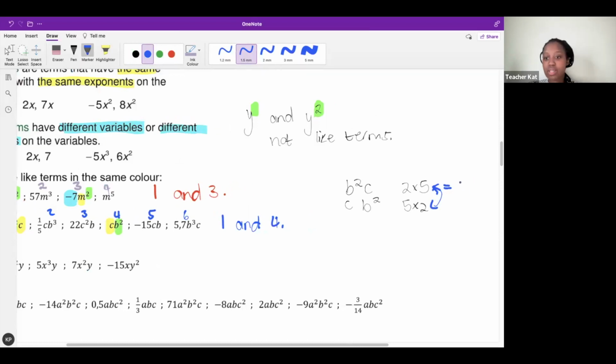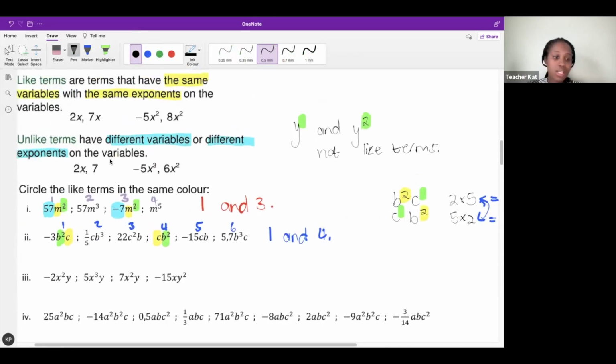2 times 5 is 10. Okay, what's 5 times 2? That is also 10. Do you see that the order does not matter? So whether your B was first or your C was first, that doesn't matter. What you had to make sure is that both of the B's had a square, and both of your C's had nothing there or a 1. In this case, that's exactly what we have here. So they're like terms.